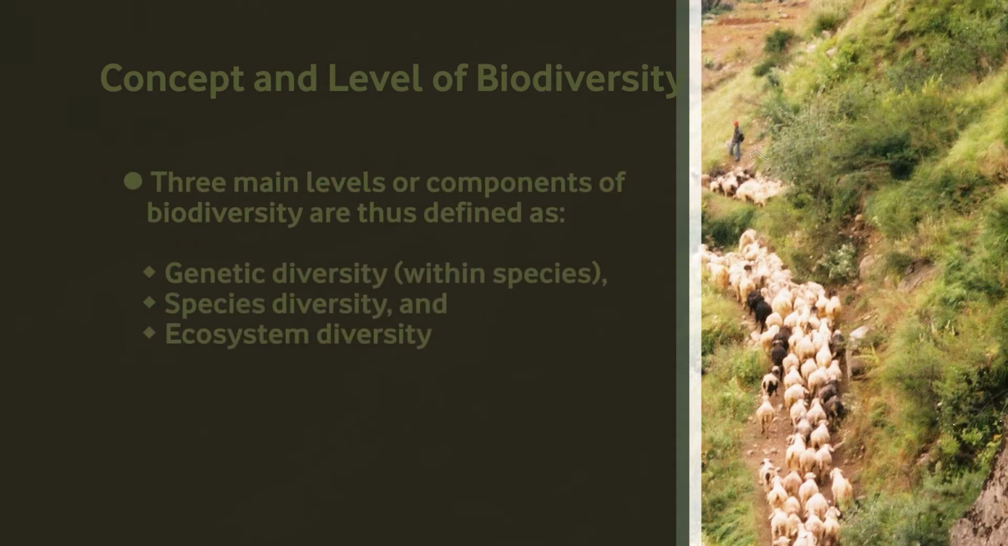So this biodiversity can be looked into at three main levels, as we sometimes call them, components of biodiversity. They are genetic diversity, species diversity, and ecosystem diversity.